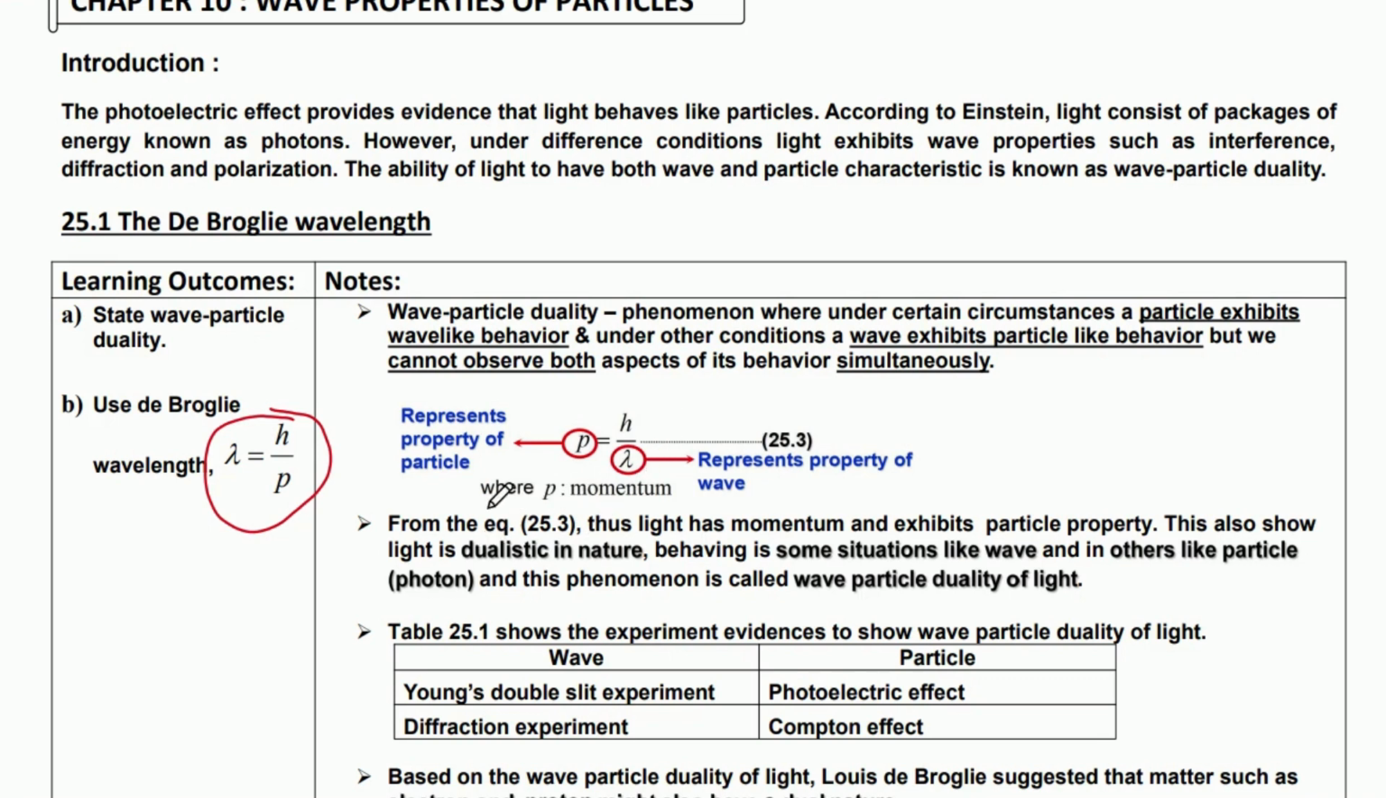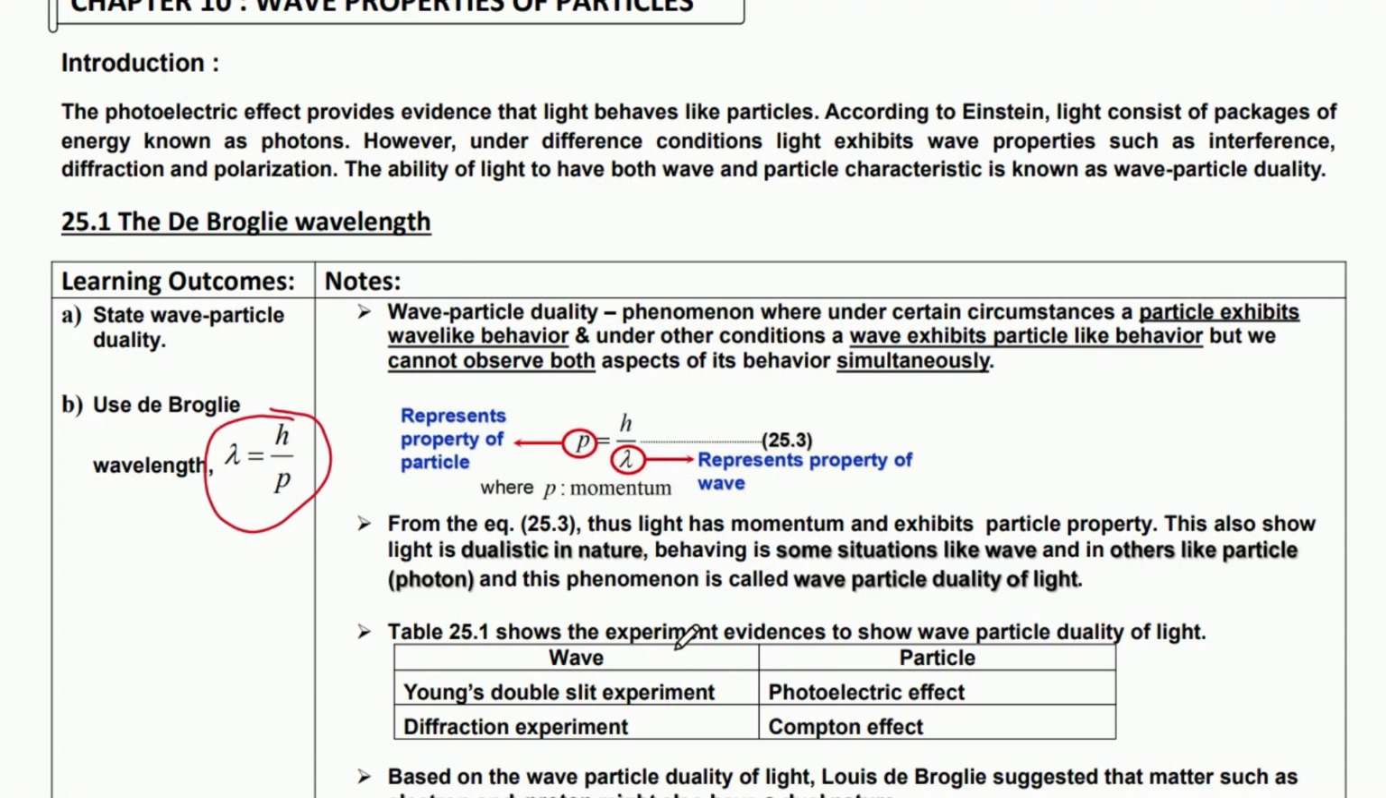Alright. So, from equation 35.3, so does light have momentum and exhibit particle properties? This also shows light is dualistic in nature, behaving in some situations like a wave and in others like particles, photons ya. And this phenomenon is called wave-particle duality of light. So table 25.1 shows the experimental evidence to show wave particle duality of light lah.